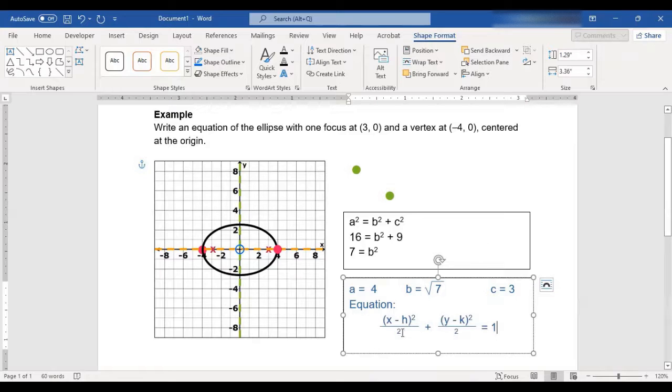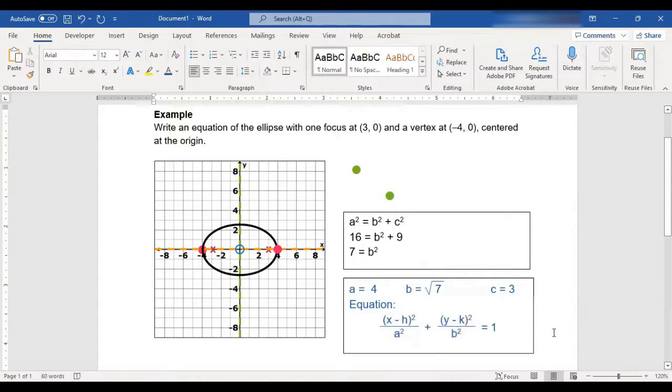To figure out whether I have a here or b here, or b and then a, I look for where the major axis is. So since the major axis runs along the x-axis, that means that x gets associated with a, the larger value. So that means I'm going to have an a squared here, and then y gets associated with the b. So this is our general shape of our equation formula. Now we just plug in the pieces.